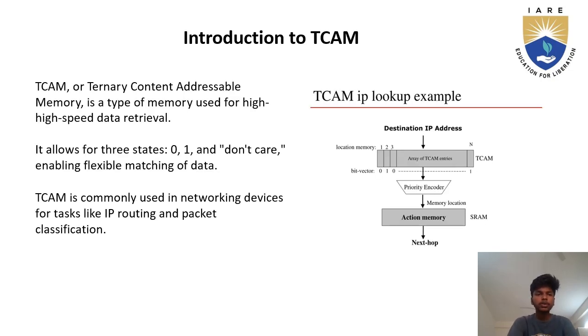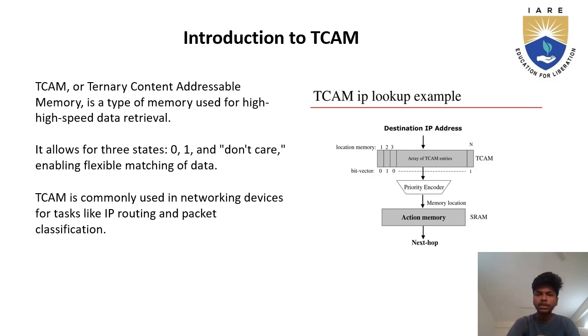Introduction to TCAM. TCAM, or ternary content addressable memory, is a type of memory used for high-speed data retrieval. It allows for three states: 0, 1, and don't care, enabling flexible matching of data. TCAM is commonly used in networking devices for tasks like IP routing and packet classification.